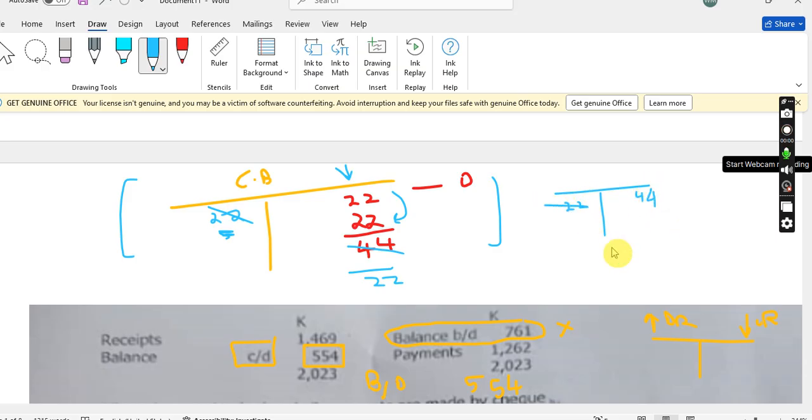this 22 kwacha goes out of the debit side. A 22 kwacha is also removed from the credit side, and you remain with a 22 kwacha on the credit side. Is that okay, madam? Or you can ask where it's not making sense.